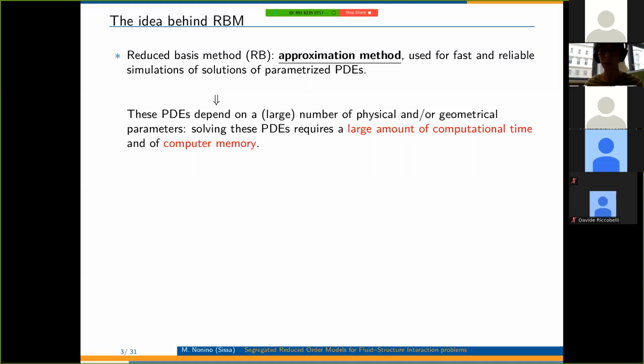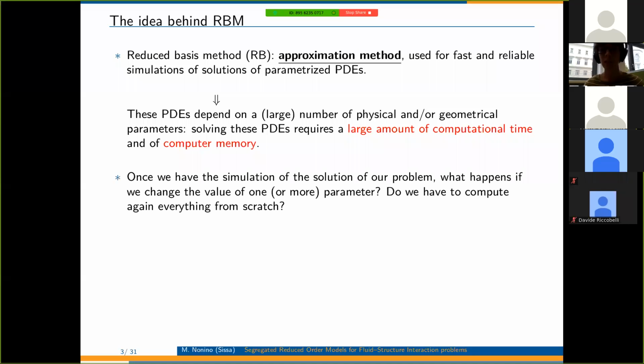And in general, solving these PDEs requires both a large amount of computational time and a large amount of computer memory. So say that you were able to obtain the simulation of a solution of a problem of interest for a given set of values of the parameters. Now the question is, what happens if you are interested in changing one or more of these parameters? Do you have to compute everything from scratch?